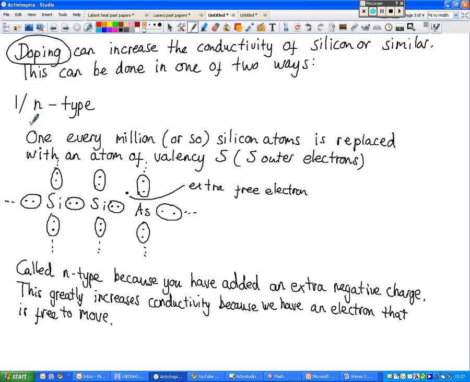What we do is add something of valency 5, something that has 5 outer electrons, so we end up with an extra electron. That extra electron can move about and can be used to carry electricity. We call it N-type because we've got an extra negative charge. So that's one way that we can increase the conductivity of silicon.